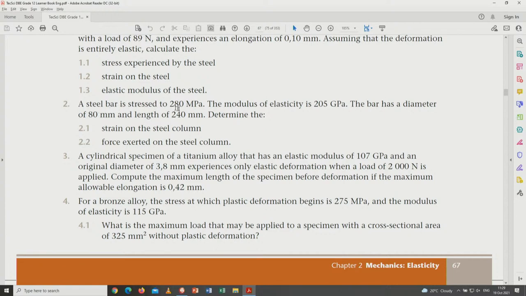It says a steel bar is stretched to 280 megapascals. Now this one is a big one, megapascal. The modulus of elasticity is 205 gigapascals. The bar has a diameter of 80 millimeters and a length of 240 millimeters. Now it says determine the strain on the steel column, and the force exerted on the steel column. I think here you really need to know how we change these pascals to megapascal.